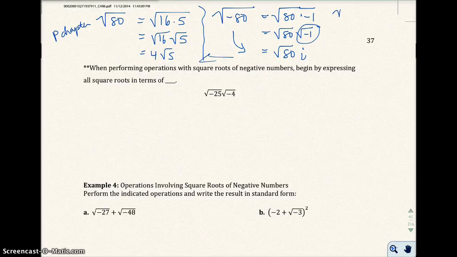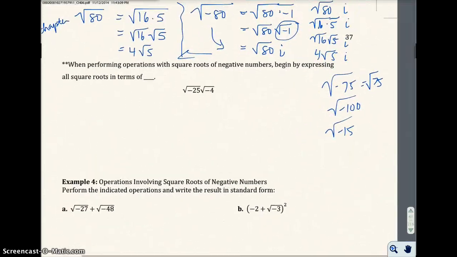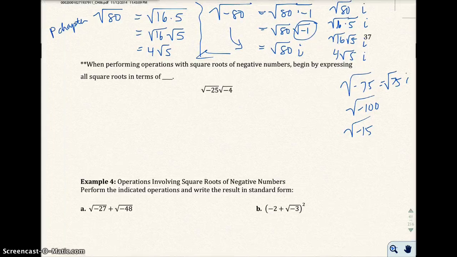So now I have the square root of 80 i, which is the square root of 16 times the square root of 5 i, square root of 16, square root of 5 i. I get 4 square root of 5 i. So I tell students that if you see a square root of a negative value, say the square root of negative 75, or the square root of negative 100, or the square root of negative 15, the first thing I do immediately is just write square root of 75 i, pulling the i on the outside. This would be square root of 100 i, square root of 15 i.